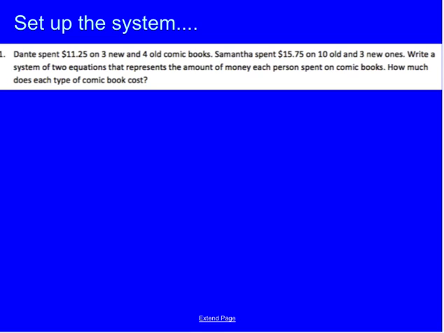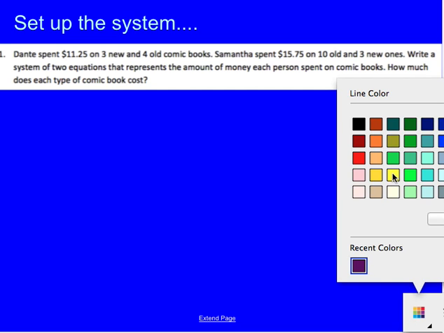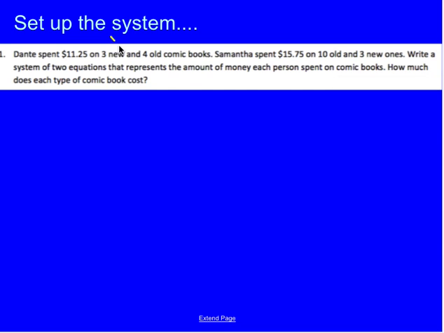Reading the first one, Dante spent $11.25 on 3 new and 4 old comic books. Samantha spent $15.75 on 10 old and 3 new ones. Write a system of 2 equations that would represent how much money each person spent. So first thing we need to do is assign our variables. I'm going to let X represent new and Y represent old.